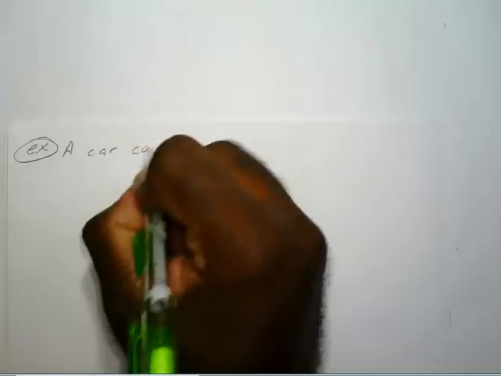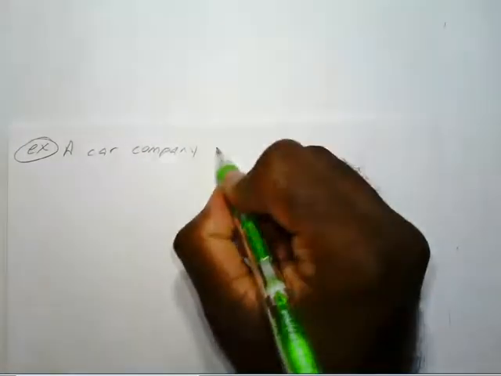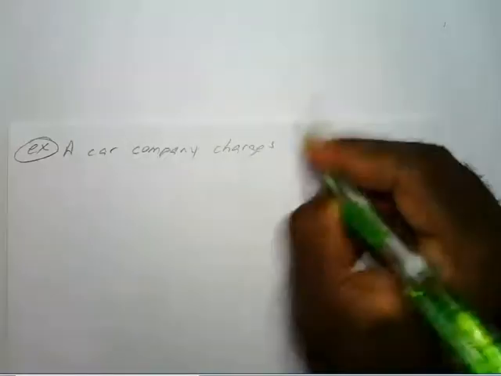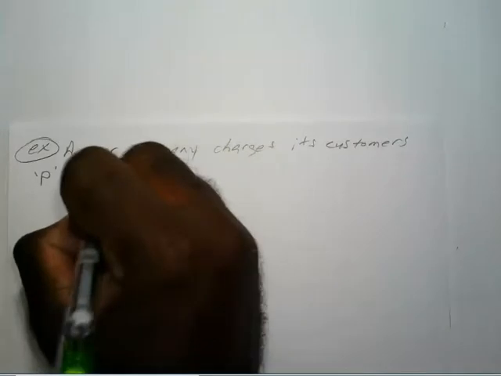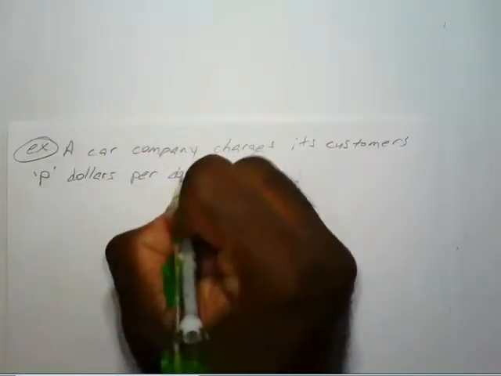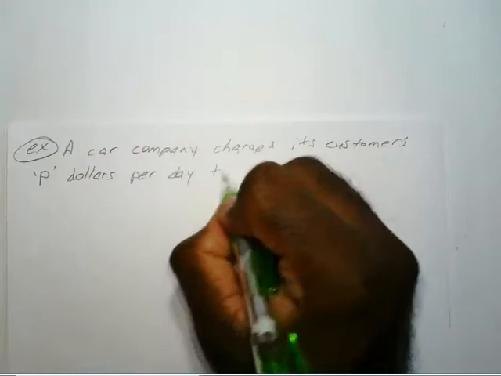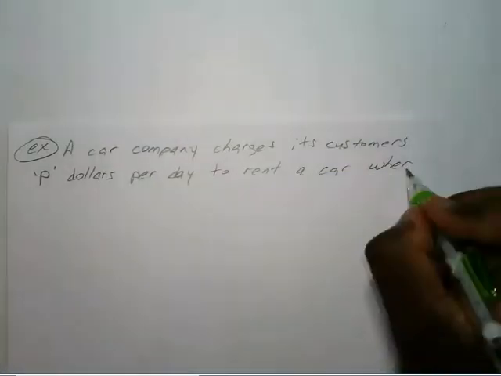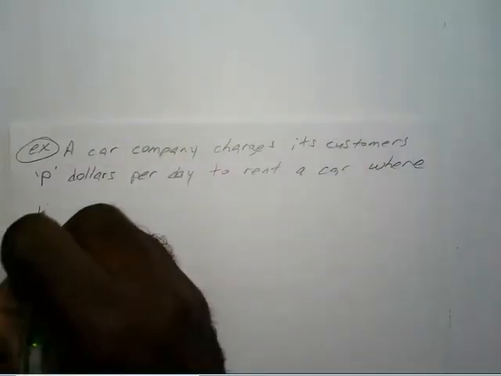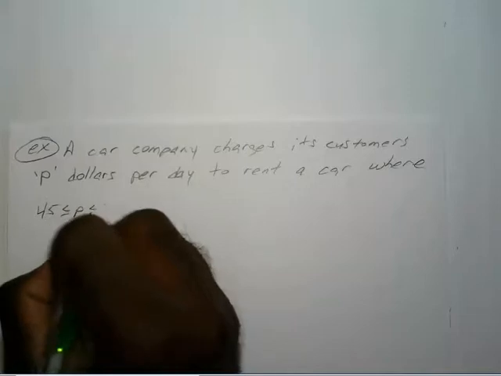Here we go. All right, so for this example, let's say you have a car company that charges its customers P number of dollars per day to rent a car. Where P could be anywhere from $45 to $200 a day.